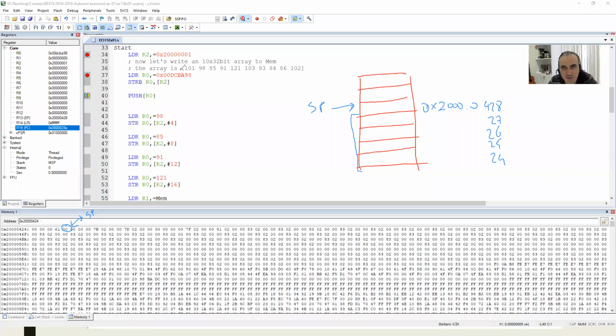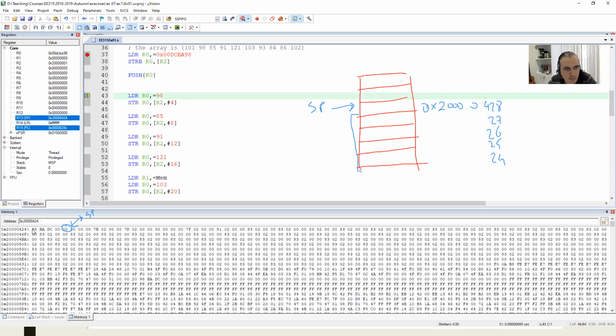So if I just make the push, as you can see, the value inside R0 is written to this address in a little endian manner. The lowest byte is written to the lowest address, next one, next one, next one. And the stack pointer now is pointing to here. So it's not pointing to here.